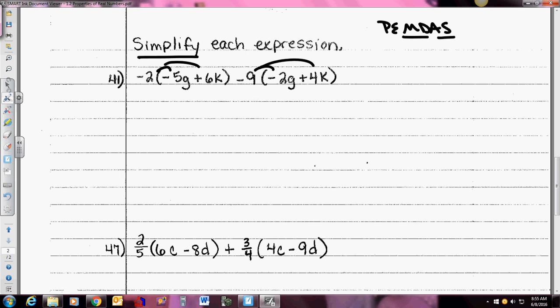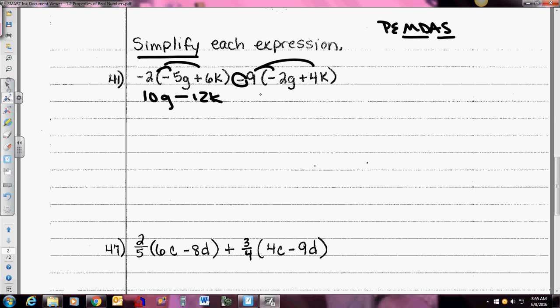If you think you know how to do this problem, go ahead and pause, get an answer, see if you got the same as me. Negative 2 times negative 5g is positive 10g. Negative 2 times positive 6k is negative 12k. Once you do the multiplication, the parentheses go away. Don't write those anymore, you'll get confused.